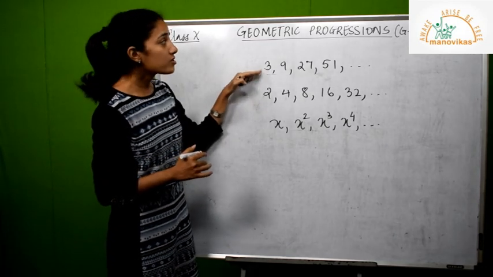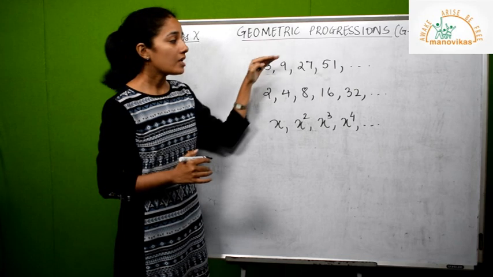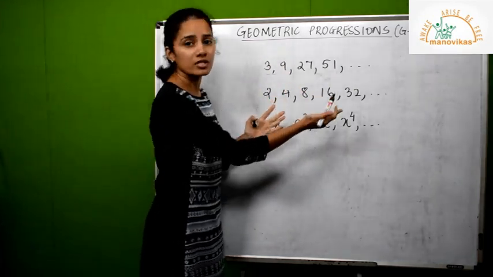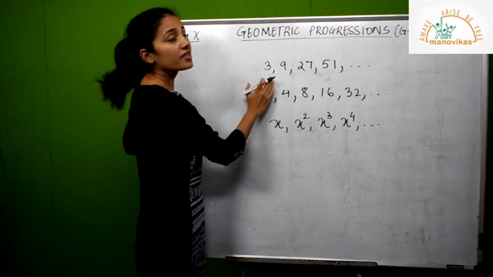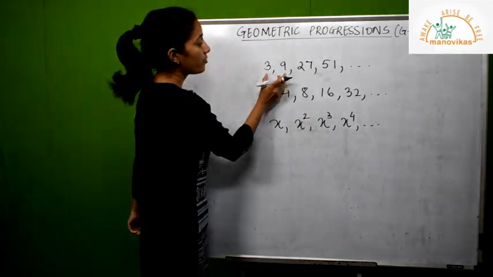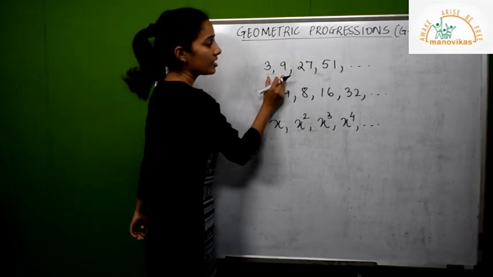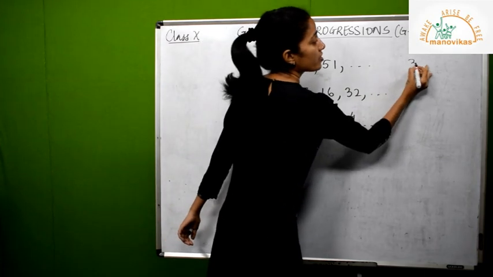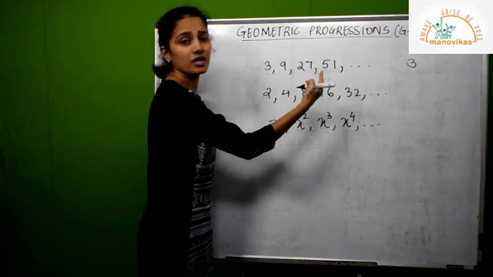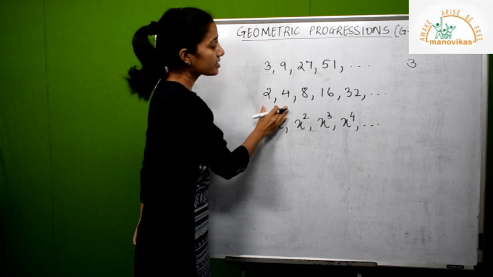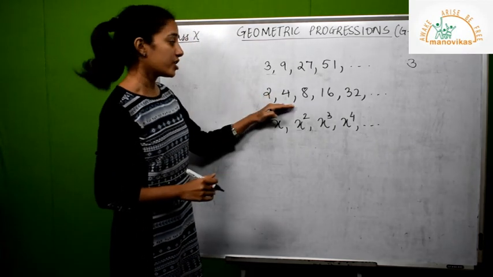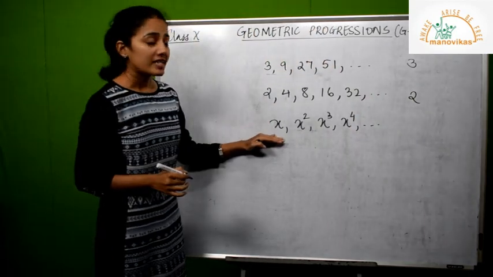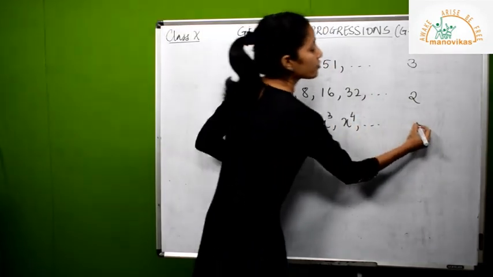But for these sequences to be a geometric progression, the ratio between the two terms has to be the same and it has to be constant throughout. Let us take the first case. The common ratio between these two terms is 3. Similarly, in these terms, it is 3 and so on. So the common ratio is 3 in the first sequence. In the second sequence, the common ratio is 2, whereas in the final one, the common ratio is x.